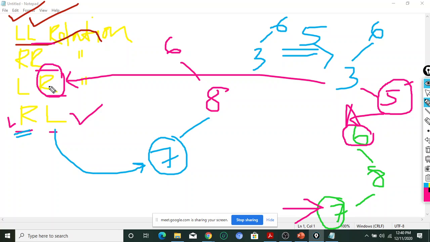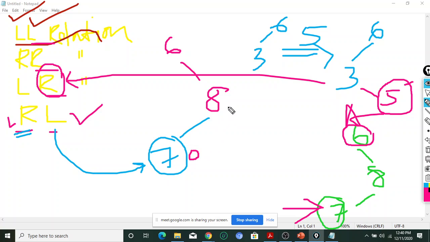I have not mentioned how to perform the rotation. Please try to understand this one. If I consider this one, I will discuss how to convert one by one rotation. Before that, try to understand if I can find out the balance factor of this node. If I consider these three nodes, 6, 8, 7, what is the balance factor in this root node 7? Anybody can say? 0, sir. 0. Very good.